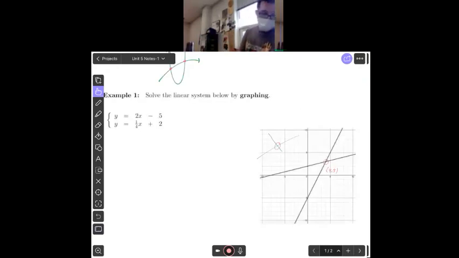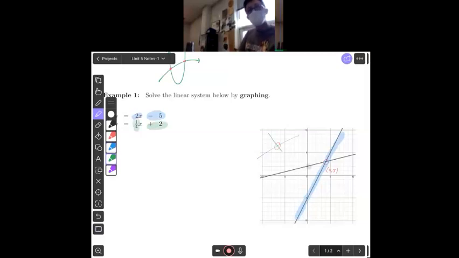You guys won't be doing any of this, but just the idea: our y-intercept is there. Our slope is 2 over 1, so rising 2, running 1. And so we see it's that line. Here's our other y-intercept, so there's that line, rising 1 and running 4. So we're looking at that point where they cross, 4, 3.